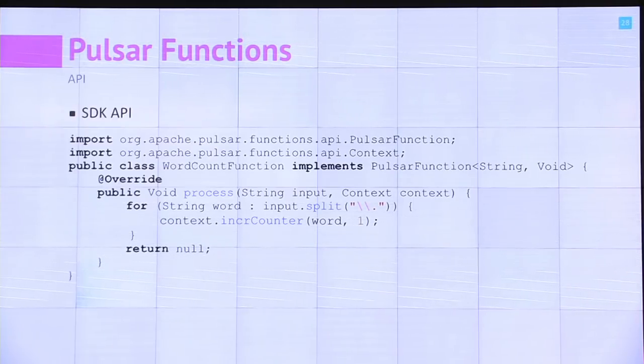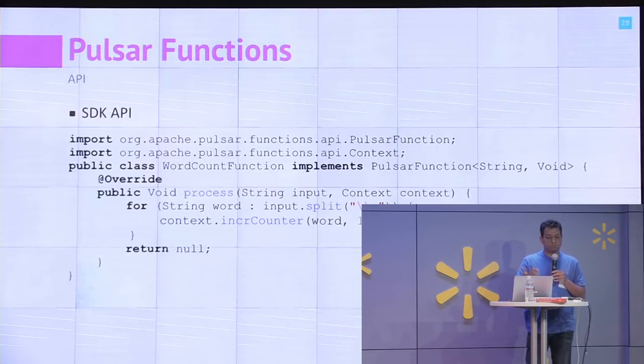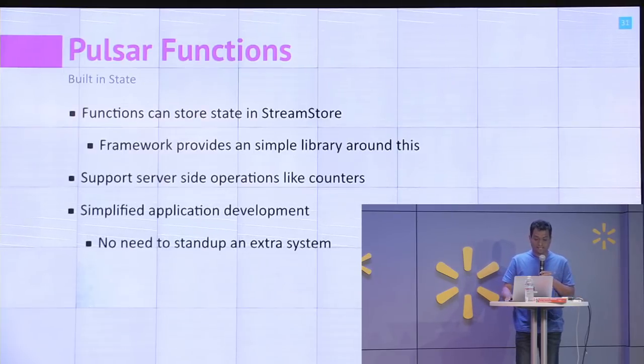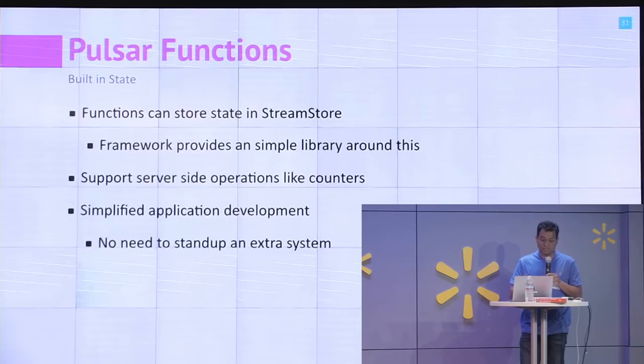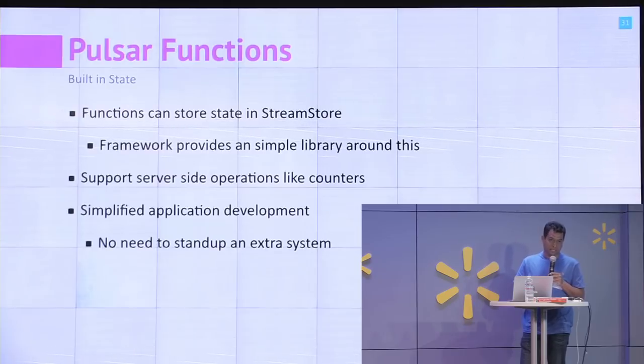Because we are essentially an event store, a stream store, we have this stream store layer wherein we manage the state for the function. So instead of writing this onto another external system like Memcache or Redis, you can use the built-in key value storage mechanism that we have built on top of BookKeeper. The state store is provided by what we call the stream store. It's a simple library that we have built around BookKeeper that exposes a key value interface to the data, and this is a global state.